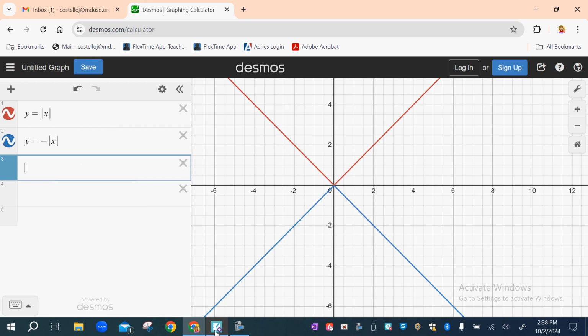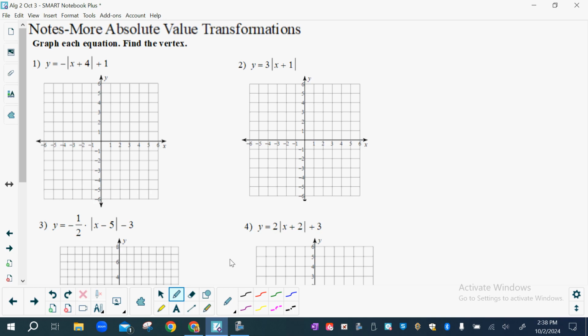Okay, so let's go ahead and graph it. What happens is the vertex, like we were looking at it yesterday, whatever this is in the front, does not affect our vertex. So what do you think our vertex would be on this? People say negative 4, 1. What do you think? Yeah, negative 4, 1. So remember, you take the opposite of what's inside here.